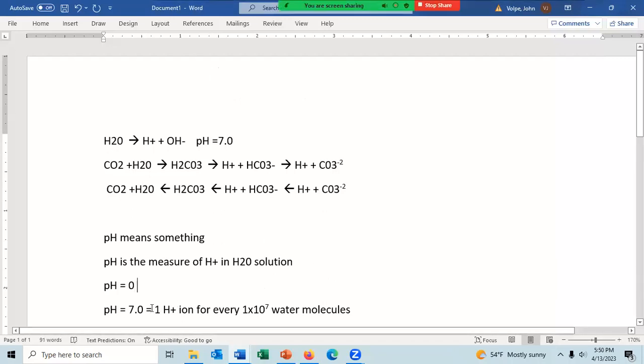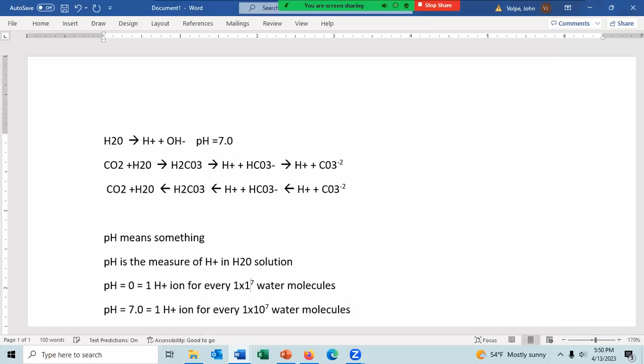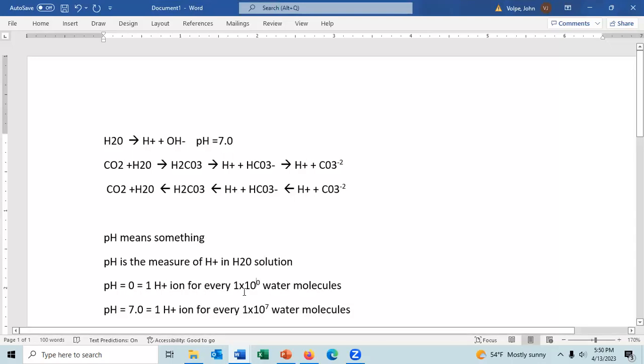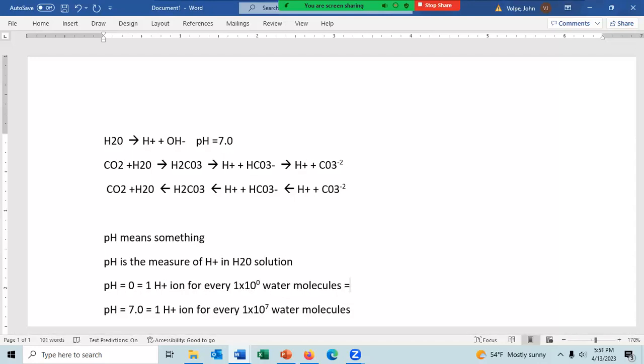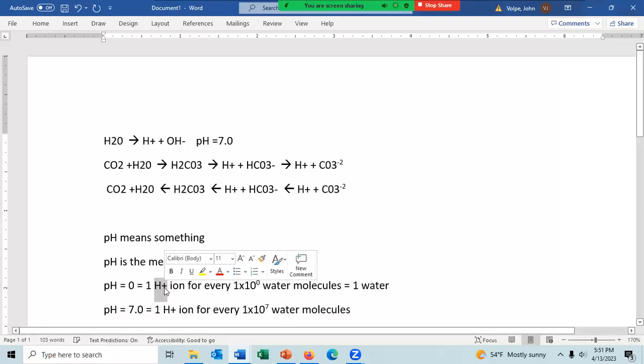You have one hydrogen ion for every 1 times 10 to the 0 water molecules. And if you don't know, 1 times 10 to the 0 is equal to 1, meaning that every water molecule would then break into H plus and OH minus. Okay, so you have 1 H plus for every water molecule. And you can't go below, obviously, a pH of 0 because the water molecule breaks into H plus at pH 0.